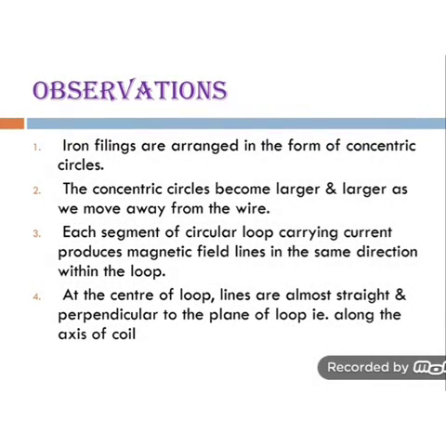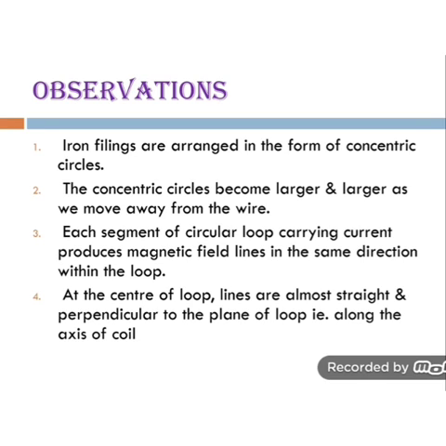The iron filings are arranged in the form of concentric circles. That is, the pattern of the magnetic field lines is concentric circles. Second, the concentric circles become larger and larger as we move away from the wire. That is, the magnetic field intensity, or the strength of the magnetic field, decreases as we move away from the wire. That is, the magnetic field is strong near the wire.